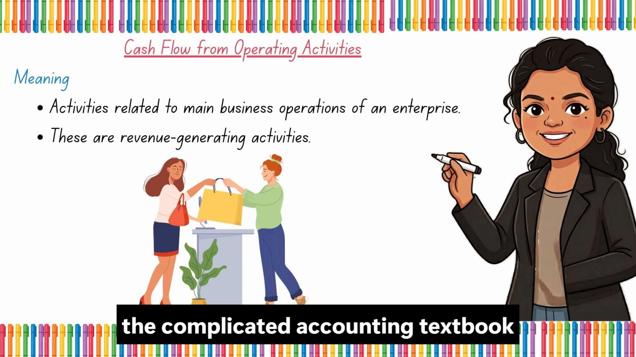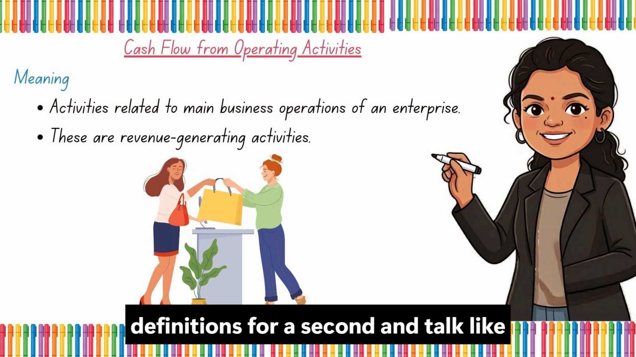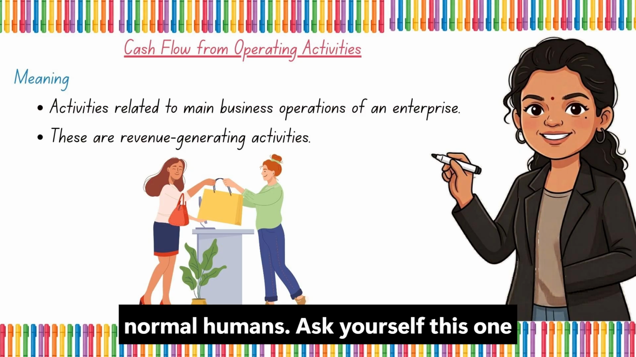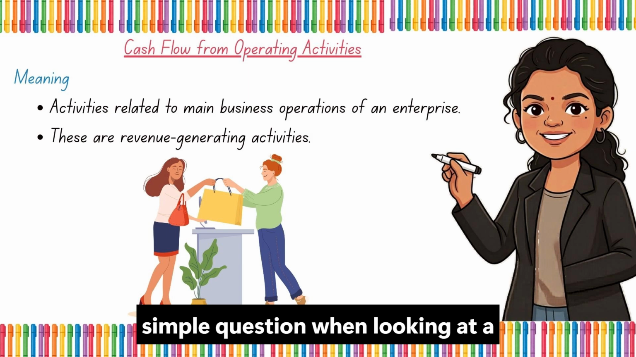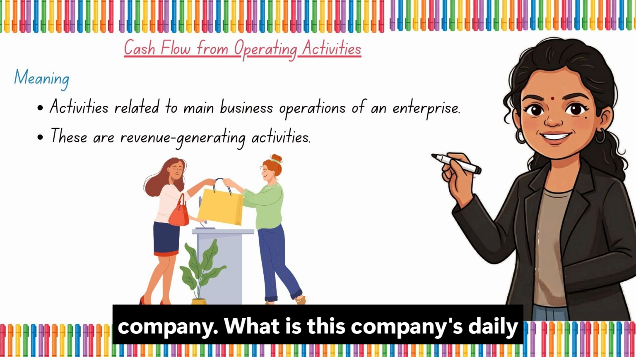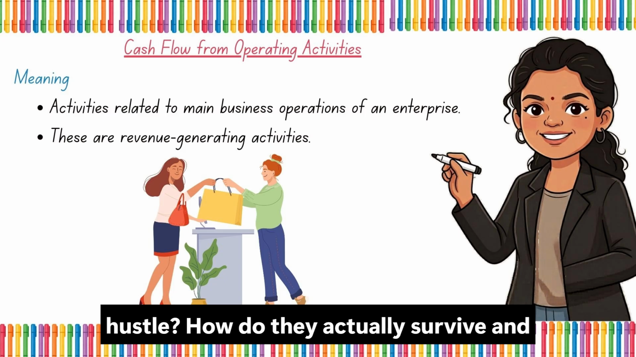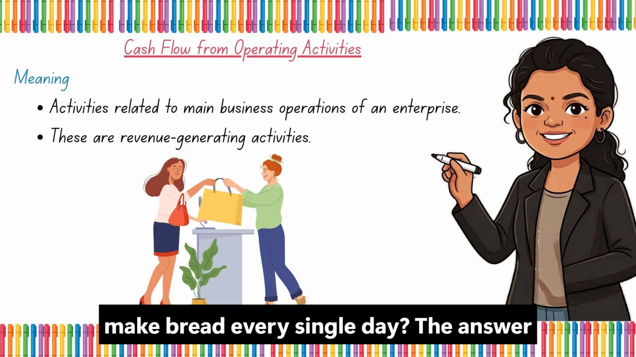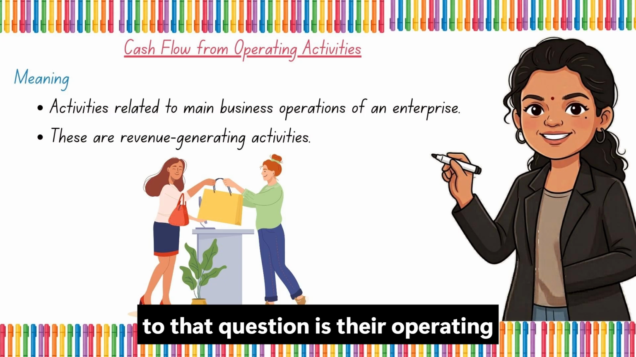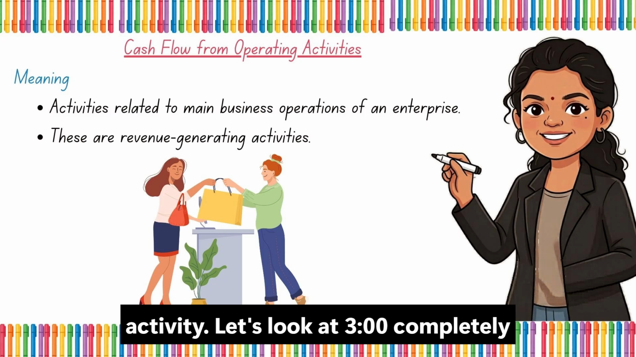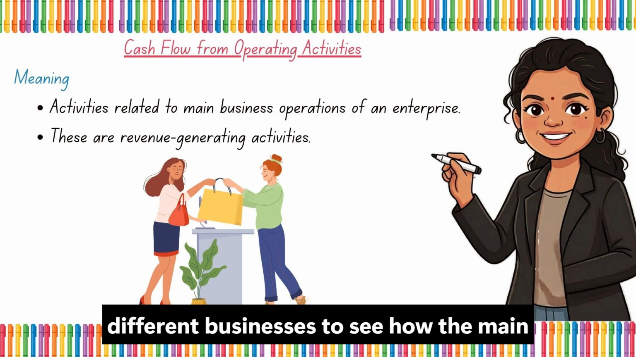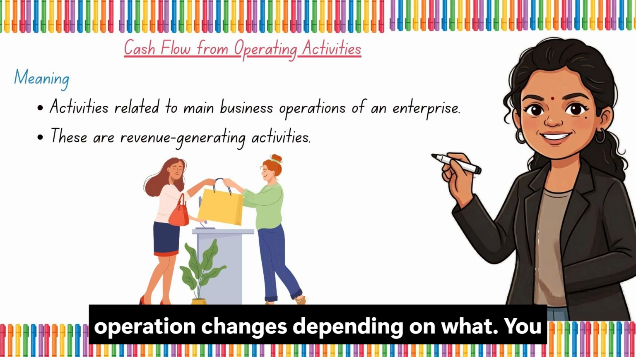Like we briefly mentioned before, operating activities are simply the activities related to the main business operations of an enterprise. Let's drop the complicated accounting textbook definitions for a second and talk like normal humans. Ask yourself this one simple question when looking at a company. What is this company's daily hustle? How do they actually survive and make bread every single day? The answer to that question is their operating activity. Let's look at 3 completely different businesses to see how the main operation changes depending on what you do.